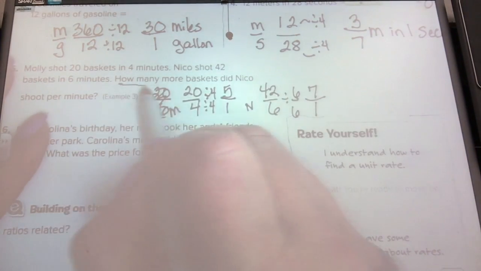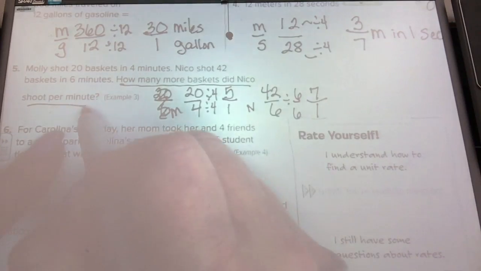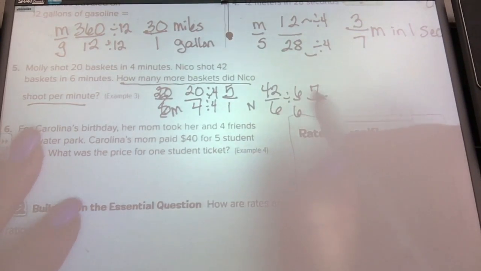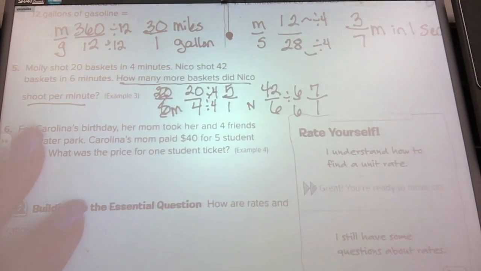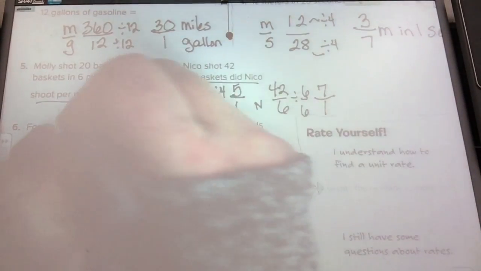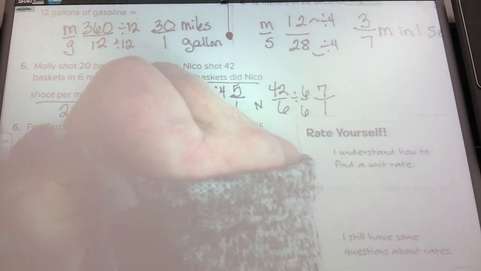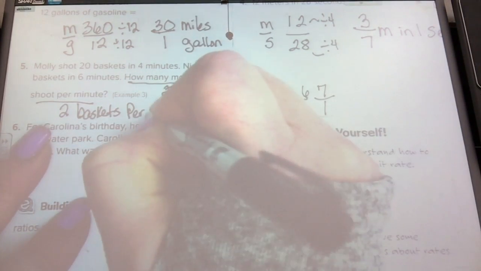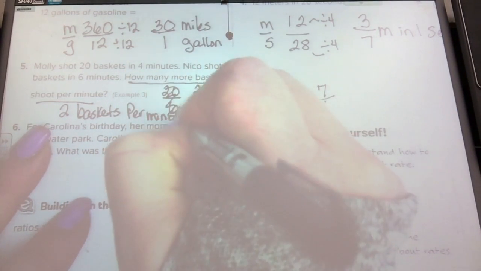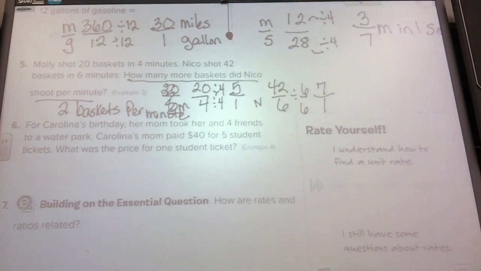How many more baskets did Nico shoot per minute? Well, what's the difference between 7 and 5? The difference. So remember, the difference means you do what? Subtract. So what's the difference? 7 minus 5 is 2 baskets per minute. Two baskets per minute.